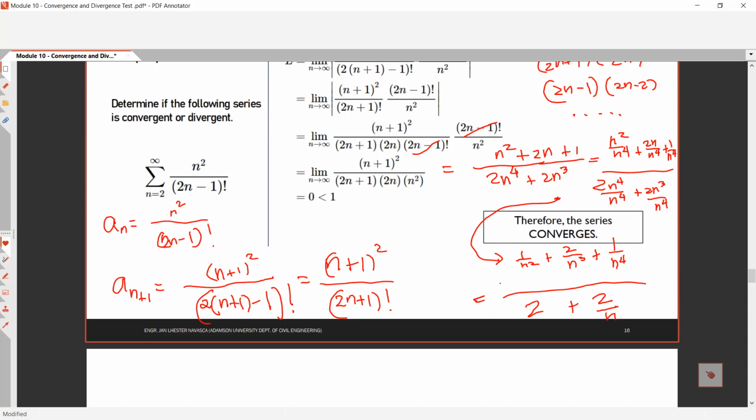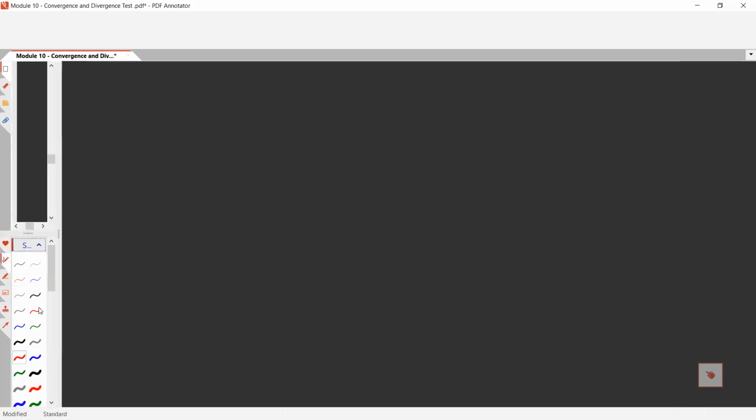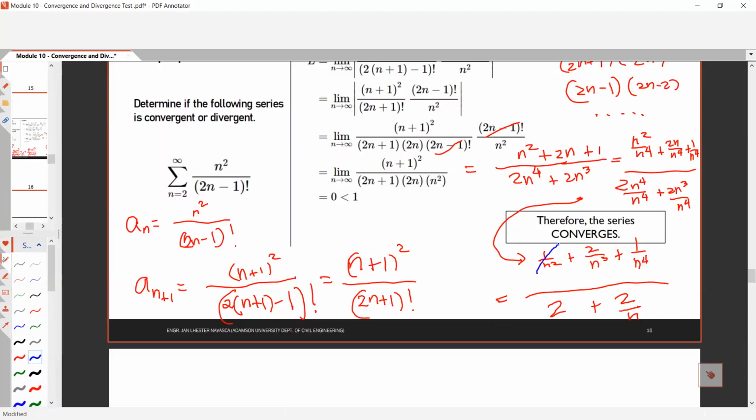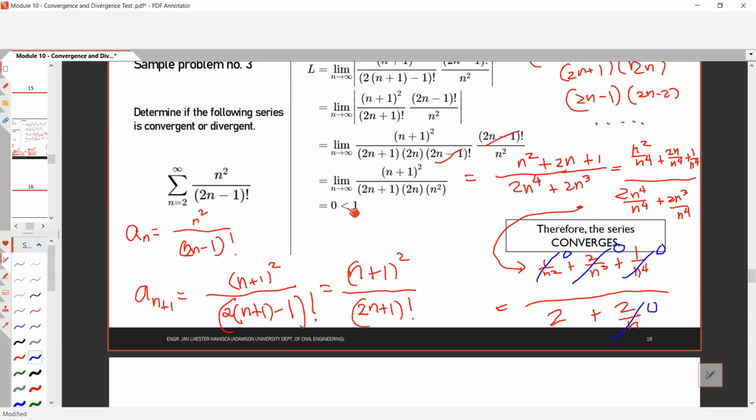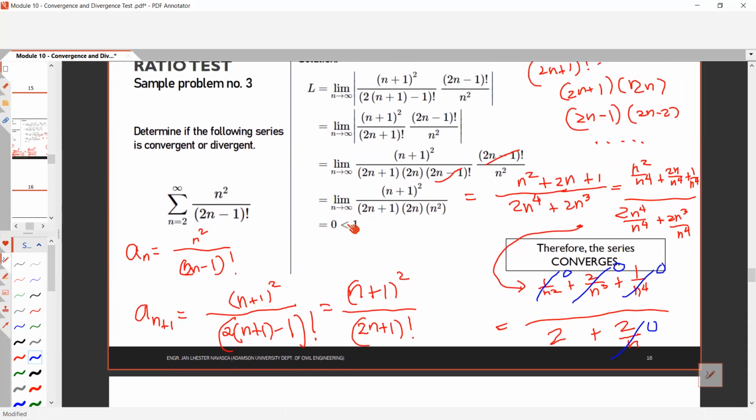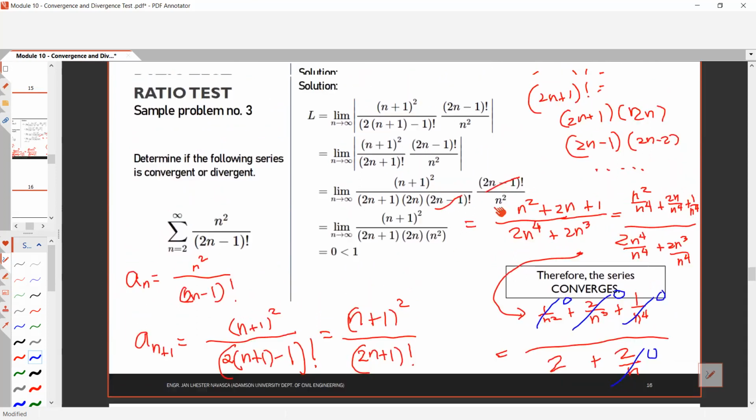So substitute natin yung value of infinity. 1 over infinity squared, that is approaching 0. 2 over infinity, that is also approaching 0. And 1 over n raised to 4, that is also approaching 0. And this one is also approaching 0. Therefore, 0 over 2, di ba? So 0 over 2, that is 0. Exactly 0. So therefore, your L is equal to 0. That is less than 1. Therefore, the series is converging.